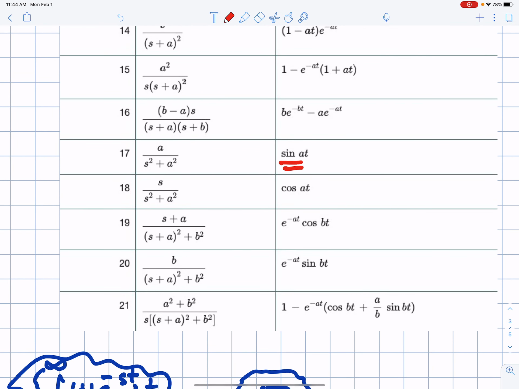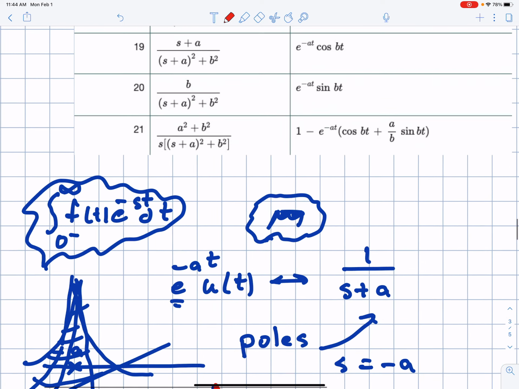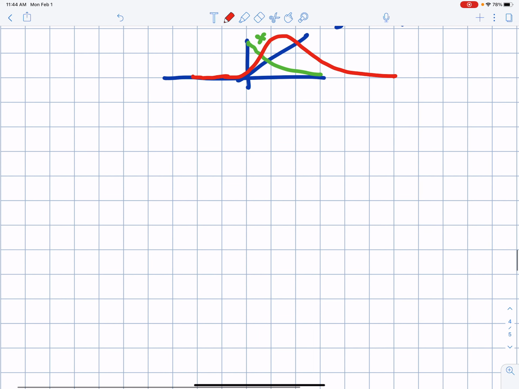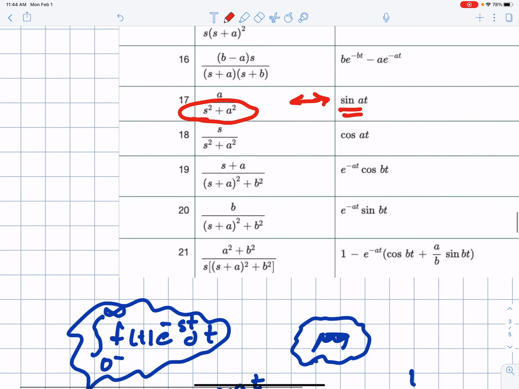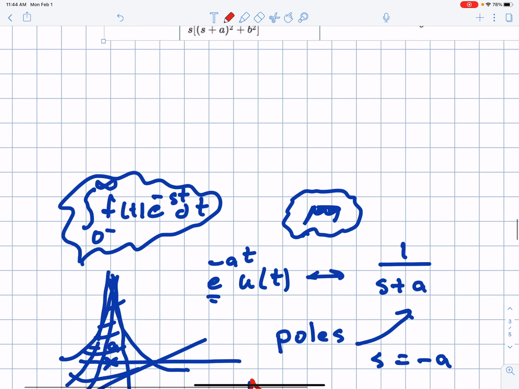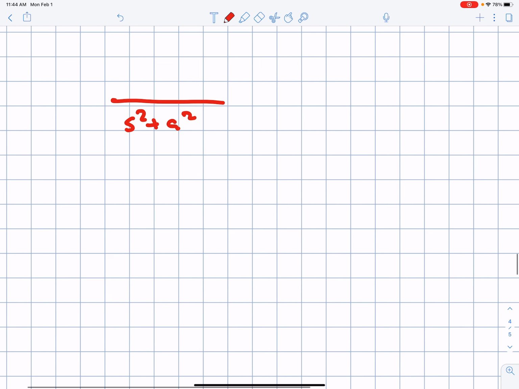All right, so the next transform I wanted to show you, going down this list, is sine of at. That has this Laplace transform. If you think about it, where are the poles here? There are two poles, because if I scroll down, I had on the denominator s squared plus a squared. Let me copy the whole thing. A is on the top. This is the Laplace transform of sine at u of t.